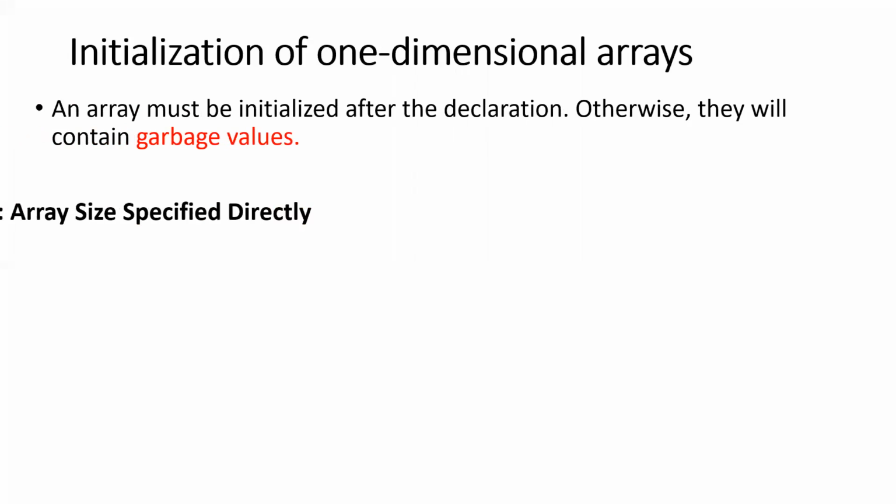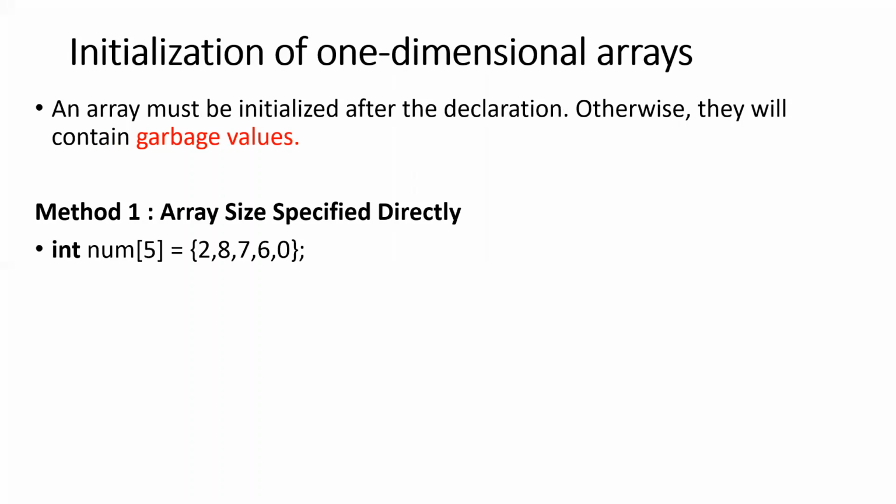Now after that we have seen initialization of a one dimensional array. You can initialize the array during the compile time. In compile time, if you give declaration and initialization in a single line, you can have int number of 5.